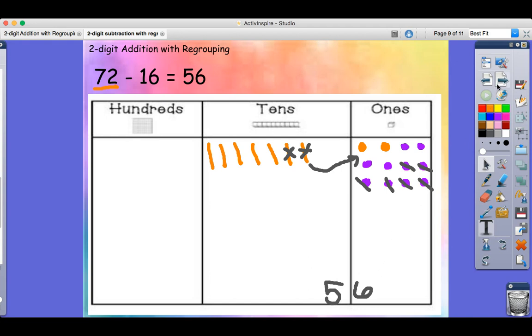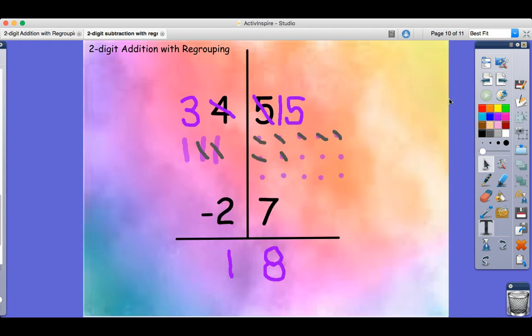difference of 56. And your last equation, 45 minus 27. You should have borrowed a 10 to get 15 ones. So 15 minus 7 should have gotten 8. And then be left with 3 tens. 3 minus 2 is 1. So a difference of 18.